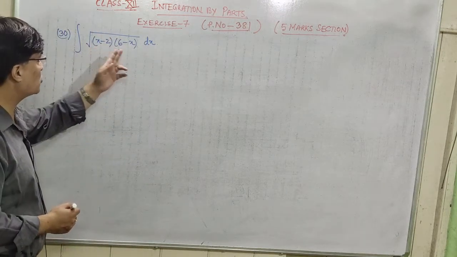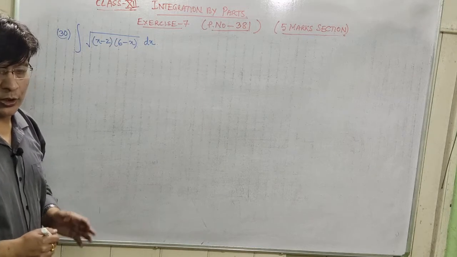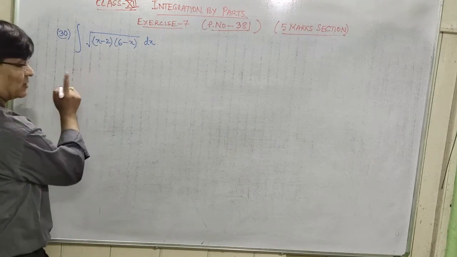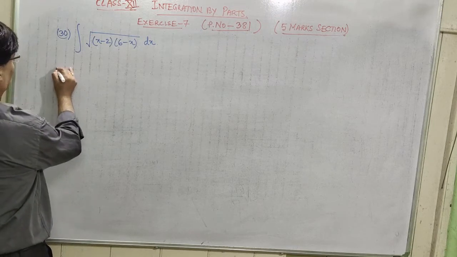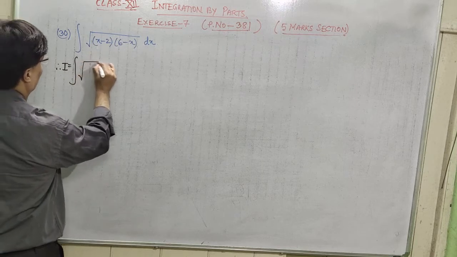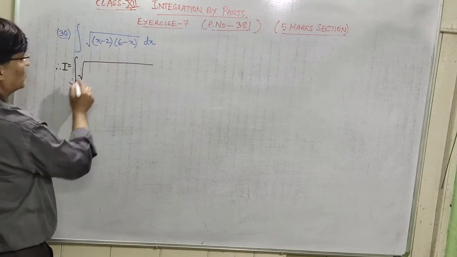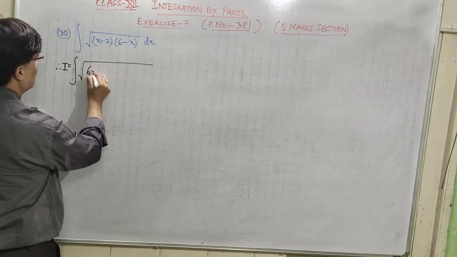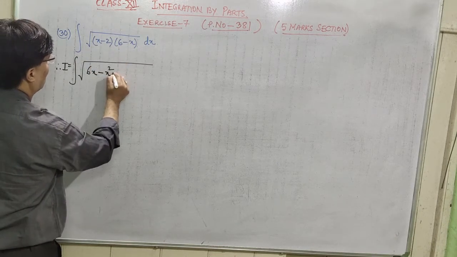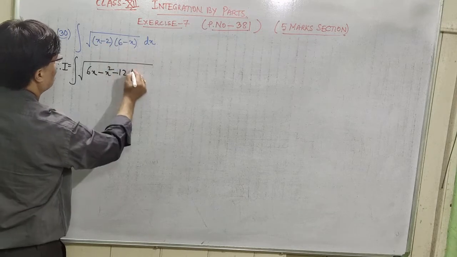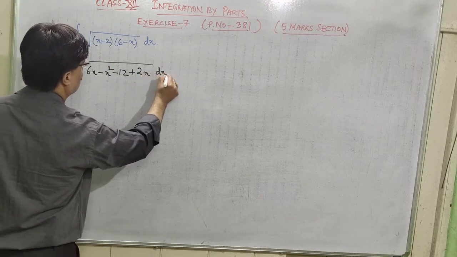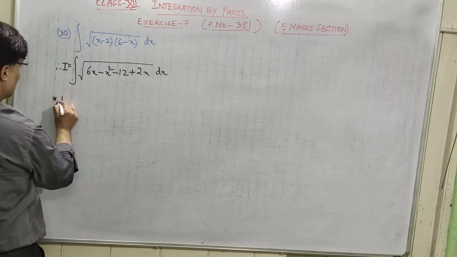Okay. So within square root there are two factors. So let us simplify the expression in the square root. Let us multiply these two factors within square root. Therefore I is equal to integration of within square root, let us multiply it, x into 6x minus x square minus 12, minus into minus plus, it is 2x, then it is dx.